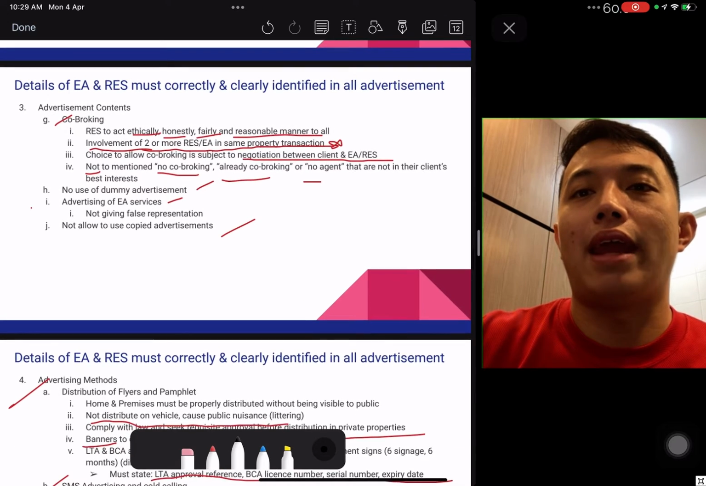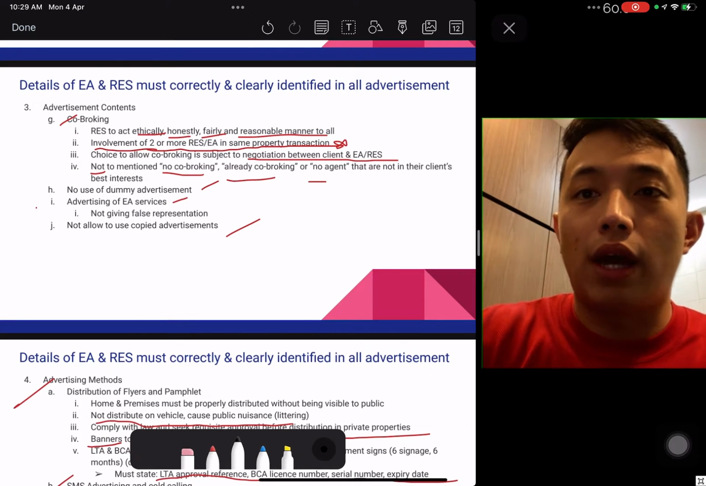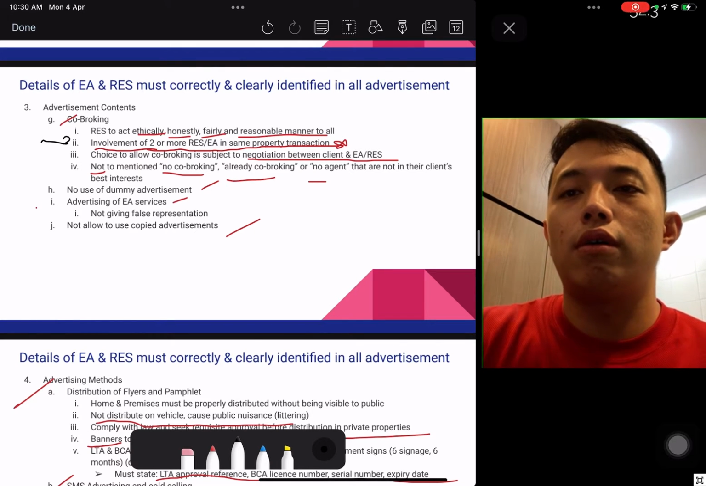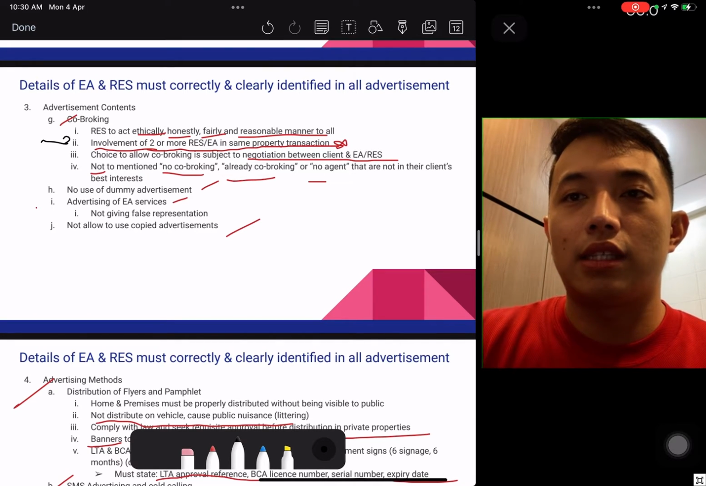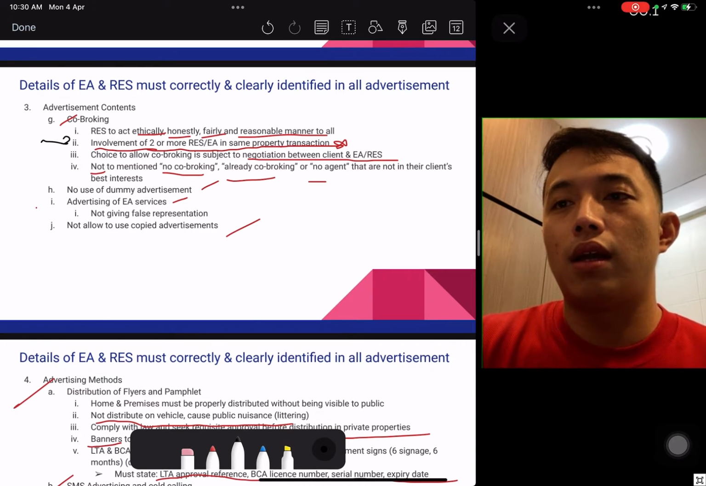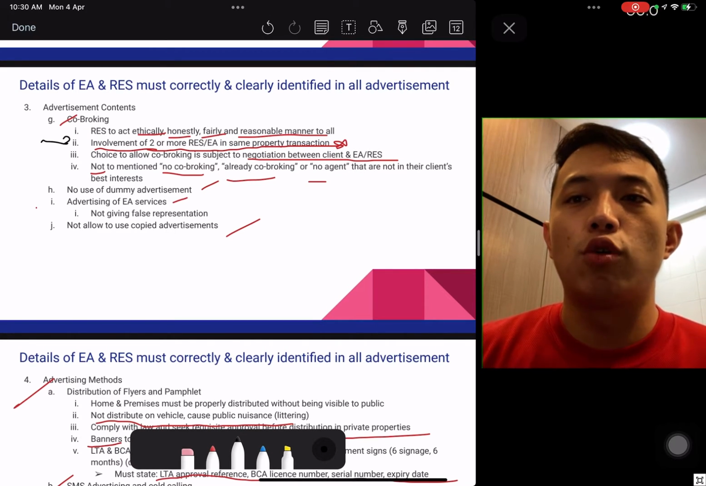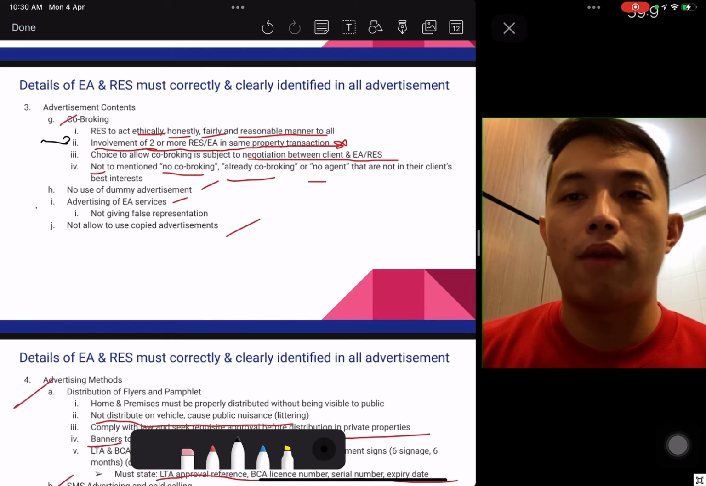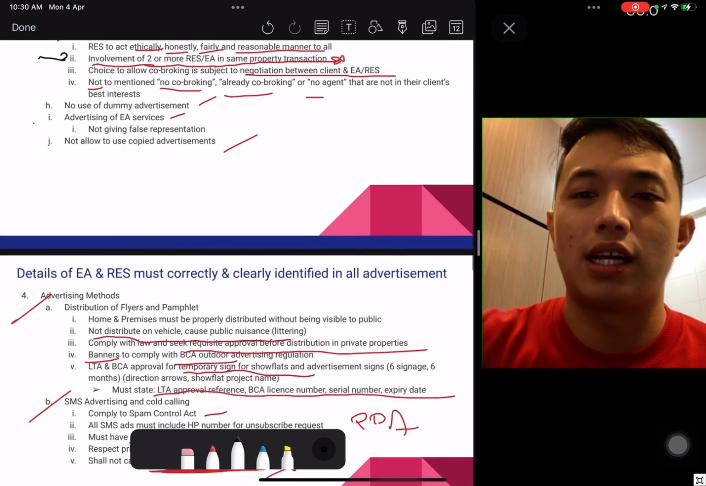So for the RES exam, okay, for co-broking, guys, do understand how it works. This is very important, it has been tested a few times. It is the involvement of 2 or more RES in the same property transaction. All agents must act ethically, fairly, honestly and in a reasonable manner to everyone else. It's a negotiation between client and RES. We are not allowed to mention in our advertisement 'no co-broking applicable' or 'no agents allowed', okay? No use of dummy advertisements, no use of copy advertisements, and do not give a false representation.